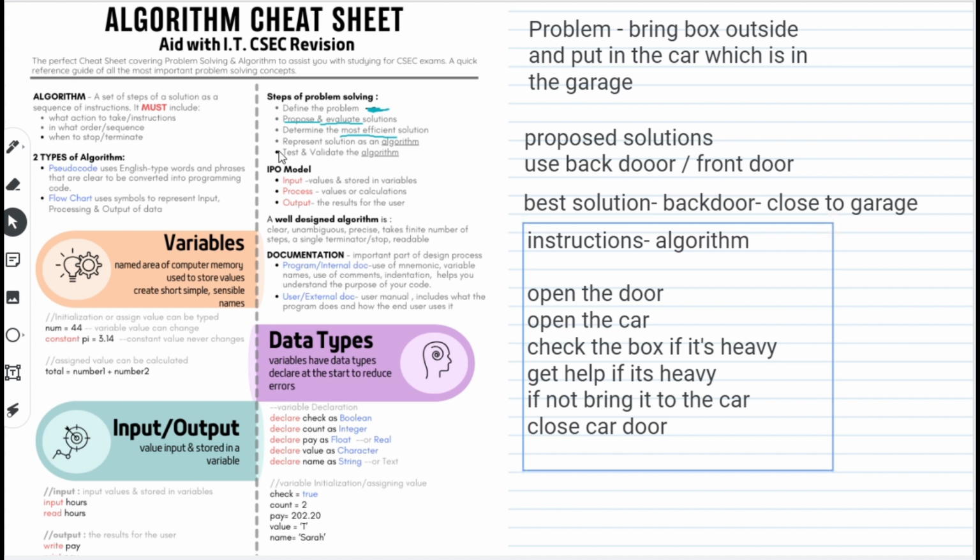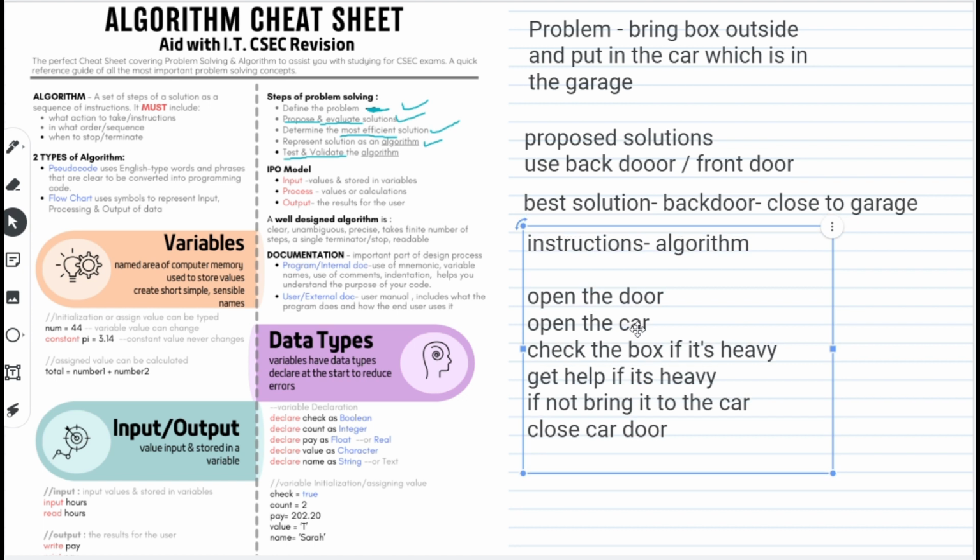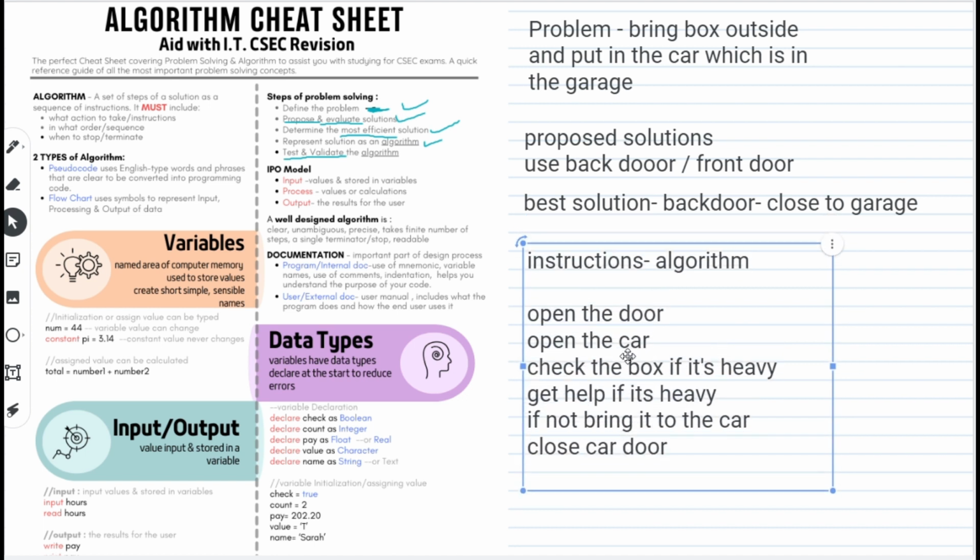So the last step, so we've done these, right? The last step is to test and validate your algorithm. Testing and validating. You're just going to make the algorithm better. That is what it is. So just looking at your instructions, right? I'm looking at it, and I'm saying, all right, is it perfect?